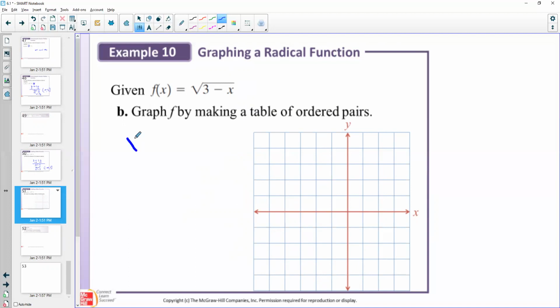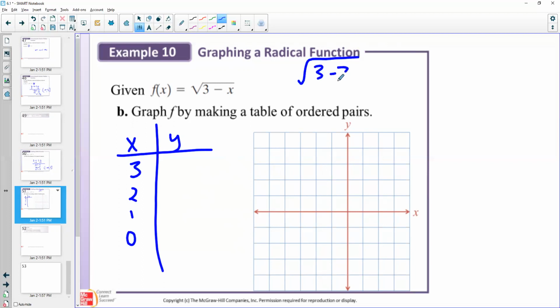I can make a little chart of ordered pairs, right? I know x has got to be less than or equal to 3, so the biggest thing I can put in is 3. So let's count backwards. If I put a 3 in there, 3 minus 3, the square root of 0 is 0. If I put a 2 in there, 3 minus 2, the square root of 1 is just 1.